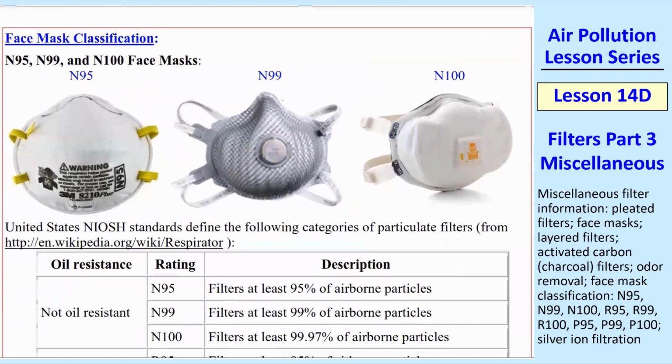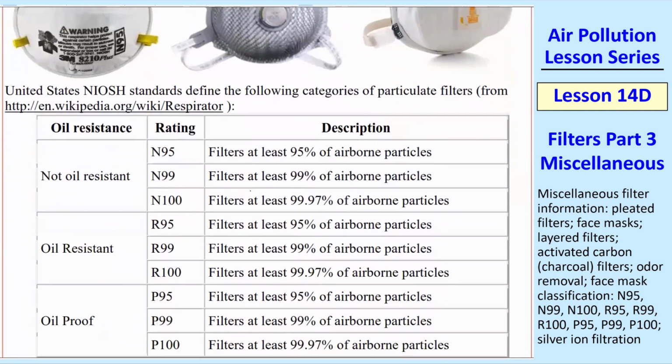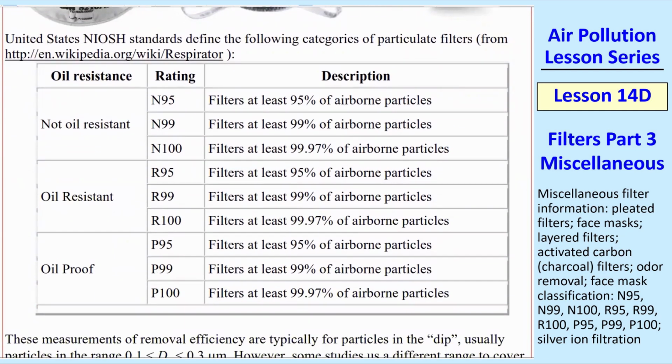Now let's talk briefly about face mask classification. The three most common classifications are these: N95, 99, and 100. And here's some typical pictures of each. NIOSH standards are as follows in this table. They have three main categories: non-oil resistant, oil resistant, and oil proof.